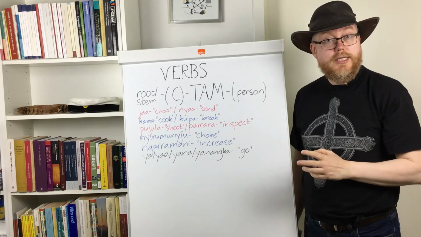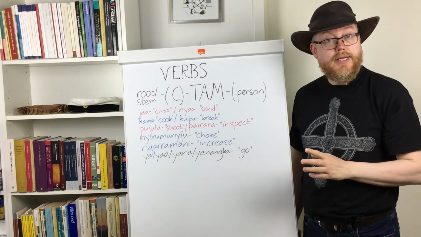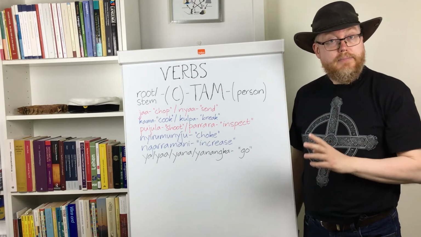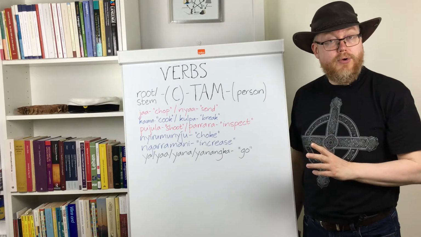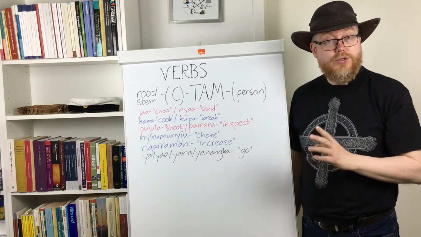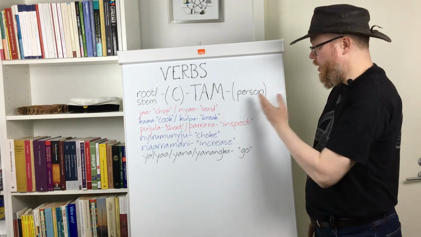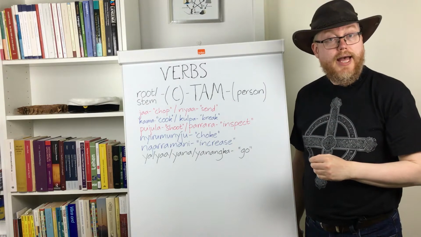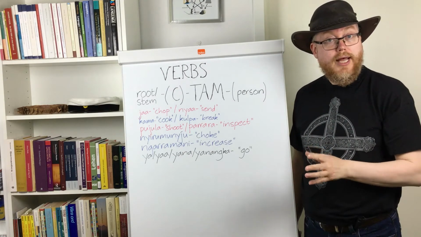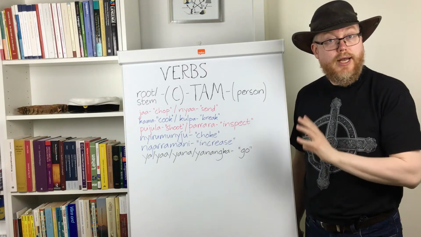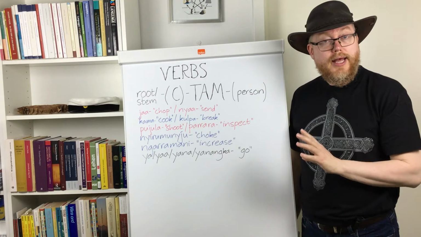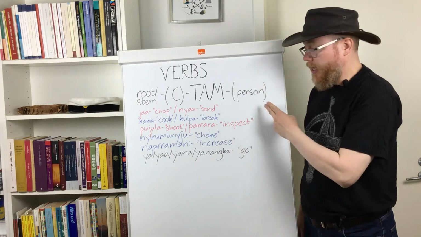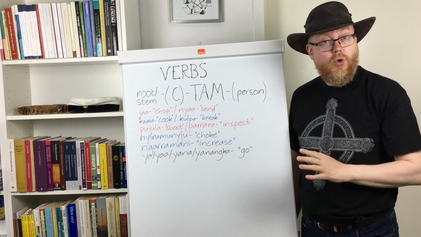Now, according to Dixon, that would be Professor R.M.W. Dixon, person marking is found in slightly more than half of the Australian languages. And that is why person is also within parentheses. And here Dixon includes all indigenous languages of the Australian continent. And it is a fact that in non-Pama-Nyungan languages, person marking on verbs is found in all languages.